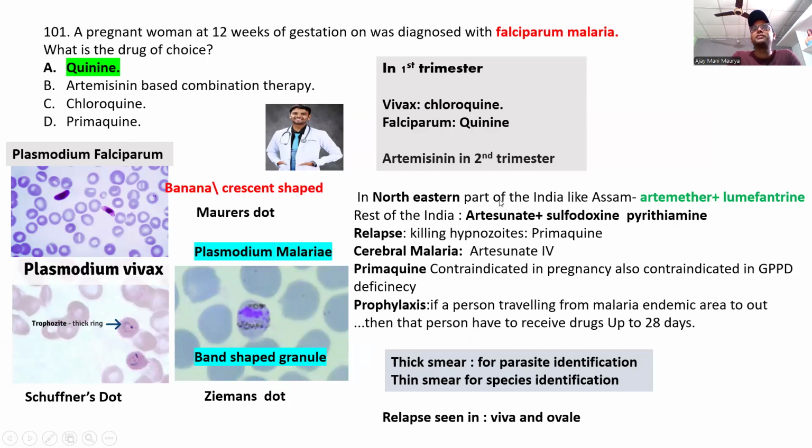In the northeast part of India, you use artemether and lumefantrine, and in the rest of India, they use artesunate plus sulfadoxine-pyrimethamine. For relapse, they will use primaquine. For cerebral malaria, it is artesunate IV. And please remember this one: for the blood smear, there is thick and thin. Thick is for parasite identification, and thin is for species identification.